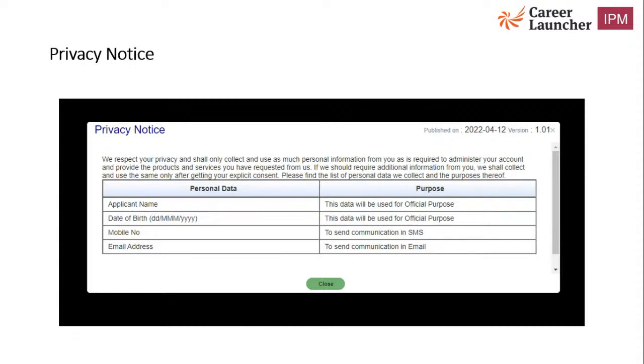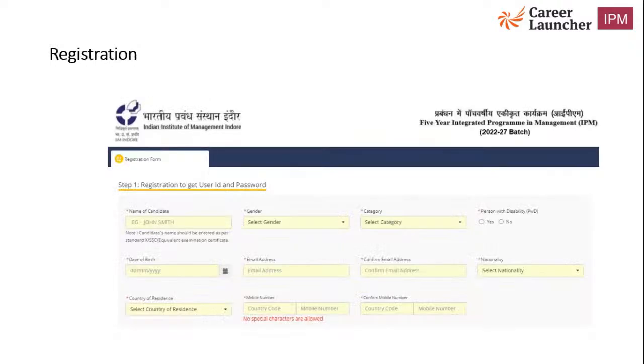You need to close this tab once the pop-up appears. Once you have read this, you need to close this tab, and then the registration part will come. Before filling the application form, you have to first register for the examination. So you have to get your user ID and password by registering over here. For registration, some basic details are required.